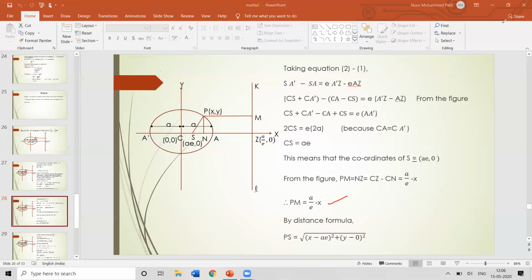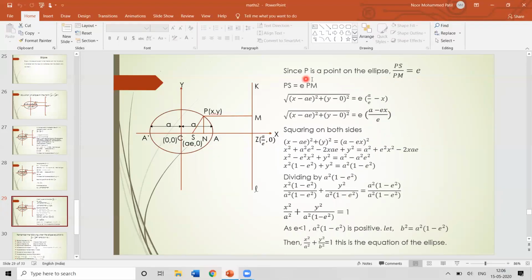Okay. Next we'll see, since point P is on the ellipse, PS divided by PM value will be equal to eccentricity. How are we going to define eccentricity? It is the ratio of SP divided by PM. So that is PS divided by PM is equal to E. Or else, PM, if I take it on the other side, it will become multiplication. So PS is equal to E into PM.